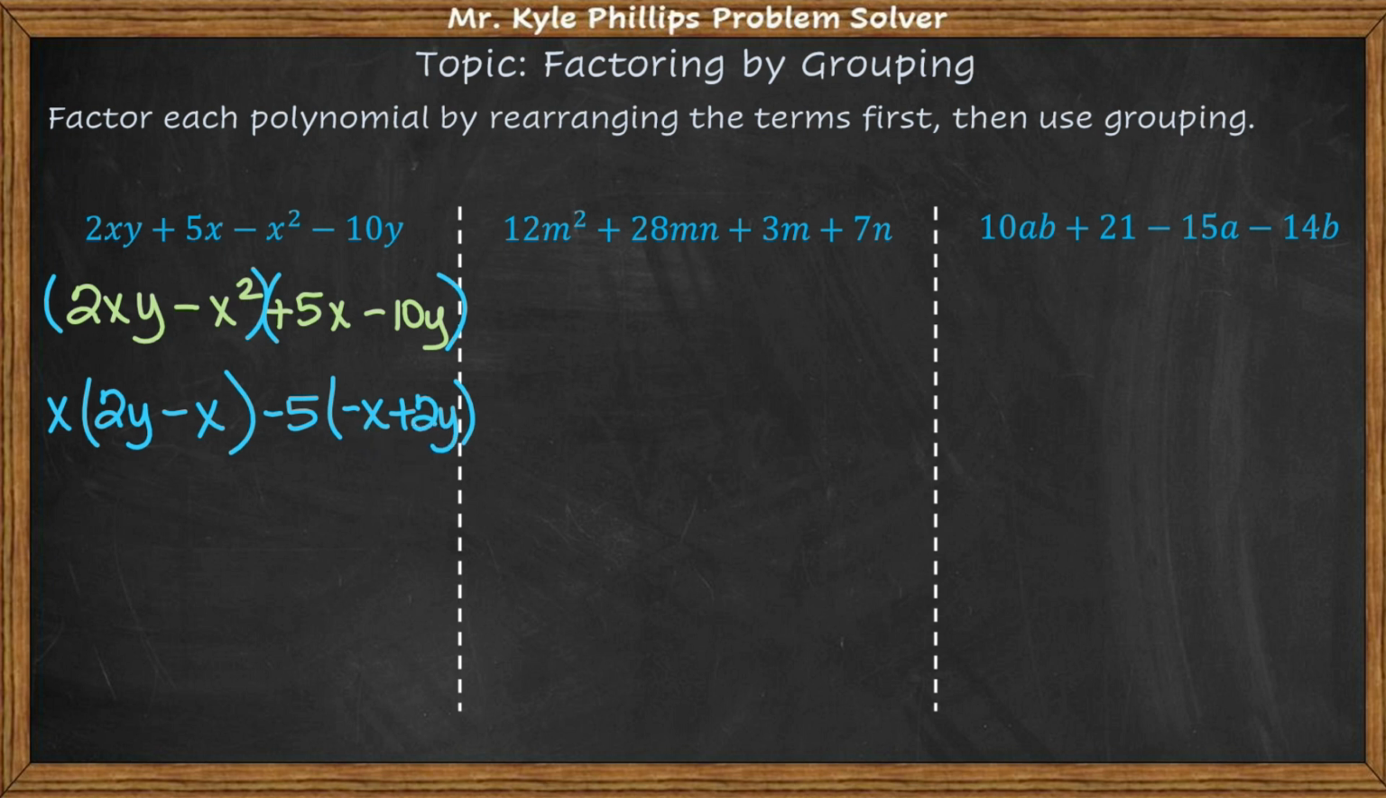So we can factor that out. So now we have 2y minus x, and what is left over is the x minus 5.